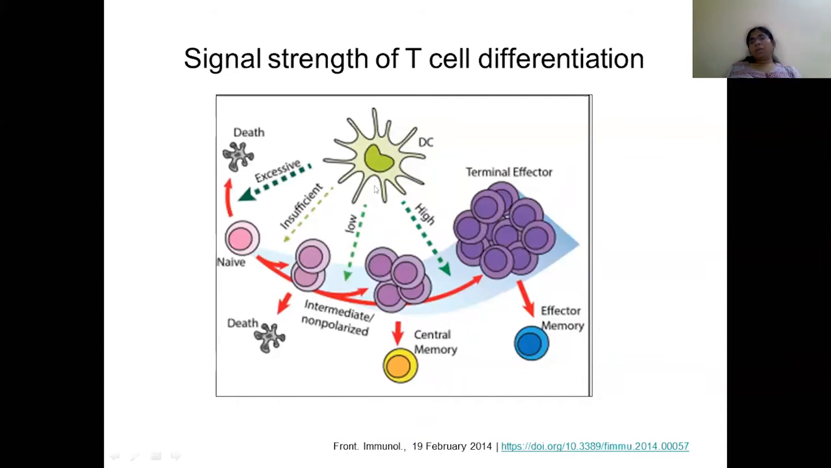Now, not all the naive cells get converted into an effector cell or differentiated into a memory cell. It all depends on the strength of the signal which it receives from the antigen presenting cell presenting the peptide. If it is an excessive signal or an insufficient signal, in both scenarios this naive T cell ultimately dies. One is called activation induced cell death, which is because of excessive signal, or it can die because of neglect, which is an insufficient signal. But if it has an optimal strength, like low to high, then it gets converted into an effector cell or a memory cell, depending on the situation. The effector cells themselves, if they are not utilized, can either die or differentiate further into effector memory cells or terminal effector cells.